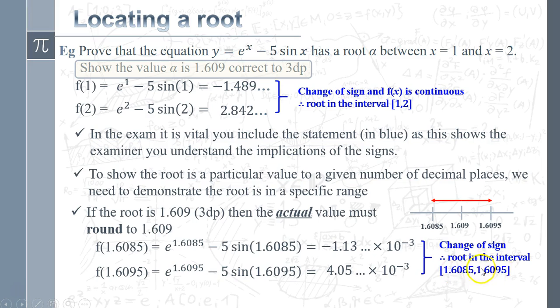and therefore we've got a change of sign, so there's a root in this interval here. So therefore, we know the root is now in between 1.6085 and 1.6095, so we've done enough to prove that whatever value it is, it will round to 1.609, and so therefore that is our root to 3 decimal places. Right. So that was just indicating what we call the change of sign method.